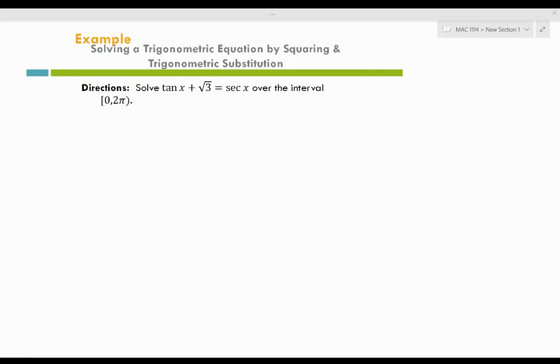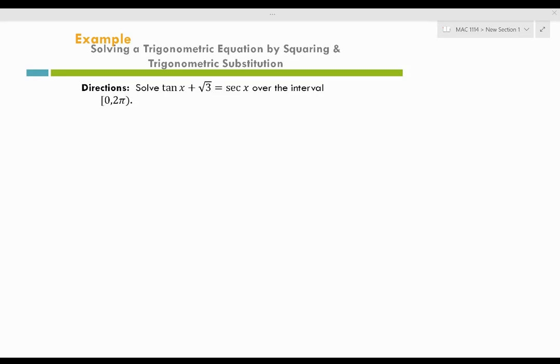All right, you guys, this is our final example in this section with trigonometric equations and inequalities. Okay, so this problem says solve tangent x plus square root of 3 equals secant x over the interval from 0 to 2 pi. Okay, so those same steps that we've been walking ourselves through this whole section, you want to check to see if the equation or inequality you've been given is linear or quadratic.